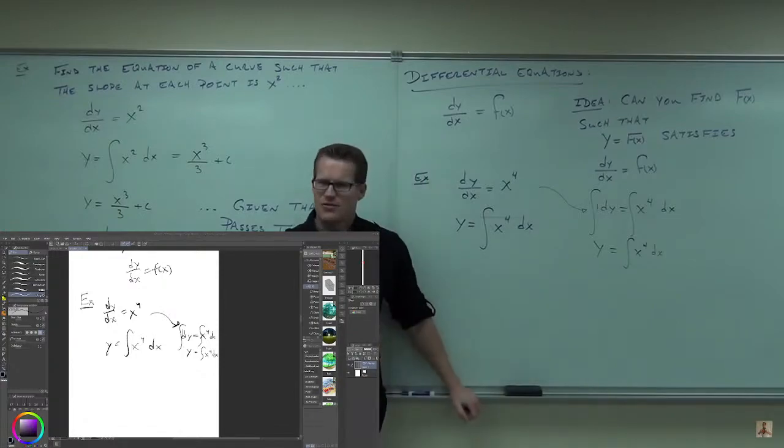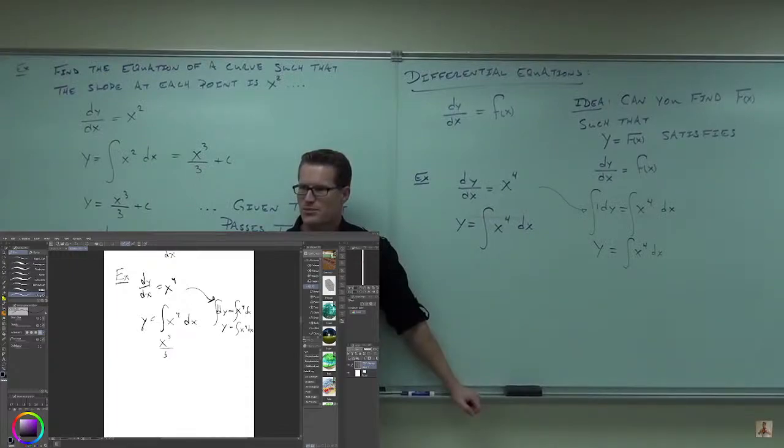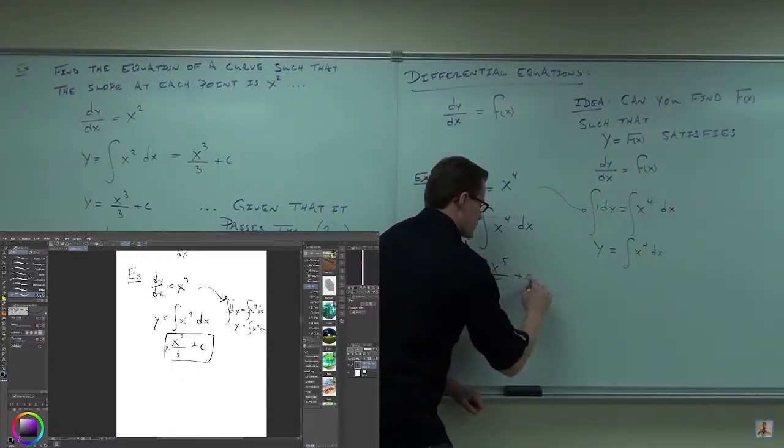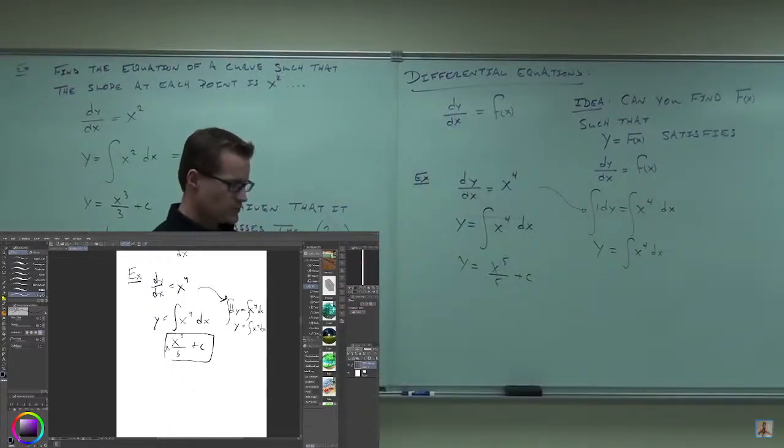Does that make sense to you? Can you follow that? Have I blown your mind like a mind grenade? Are you with it? Yeah. All right. And Joe was right. X to the 5th over 5, or 1/5 x to the 5th plus c.